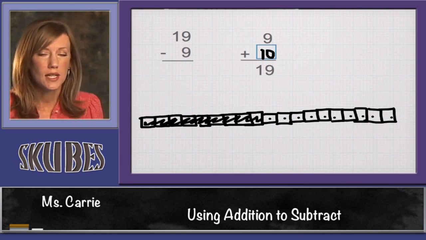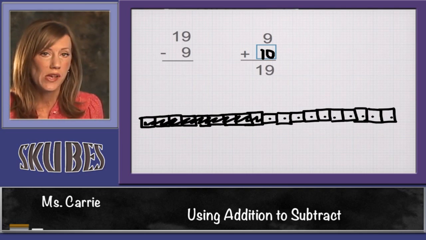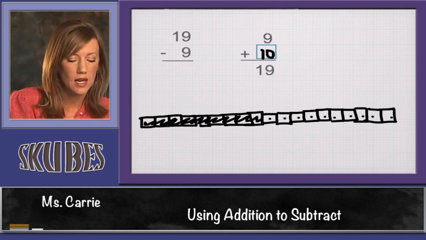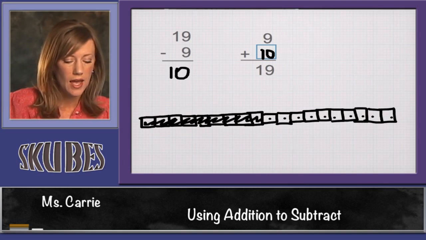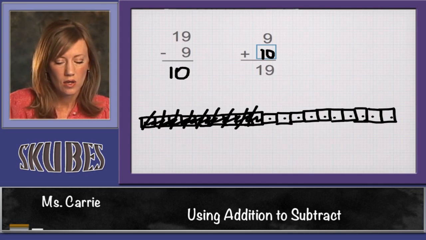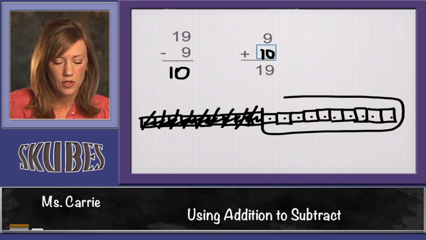So if 9 plus 10 equals 19, if we flip it into a subtraction problem, we know that 19 minus 9 has to equal 10. Because if you took away these 9, we would have 10 left over.